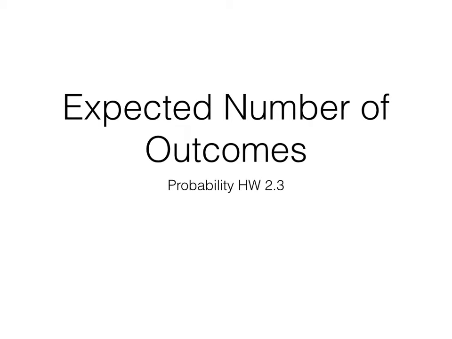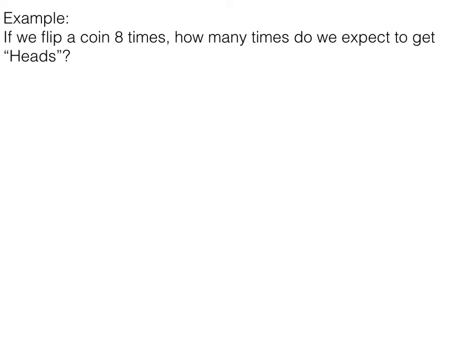This video is about the expected number of outcomes, or the number of times something is expected to happen based on the probability. So we'll start with an example. If we flip a coin 8 times, how many times do we expect to get heads?